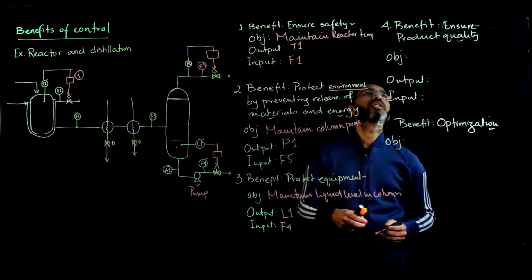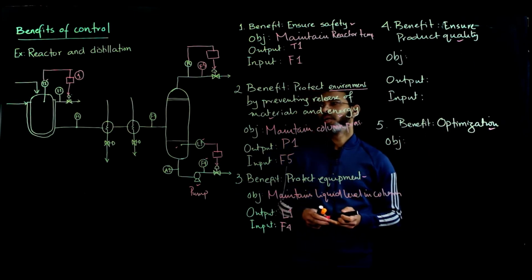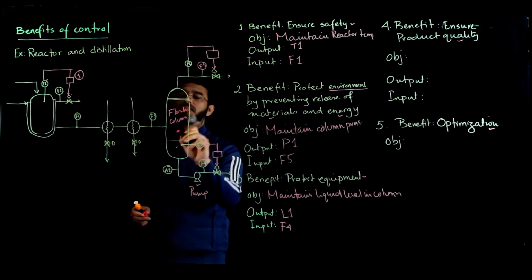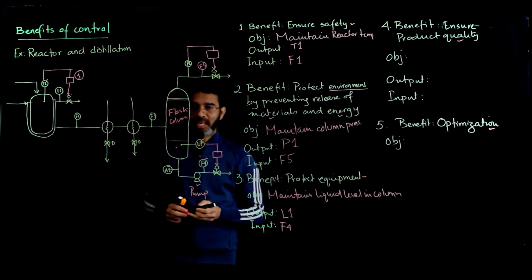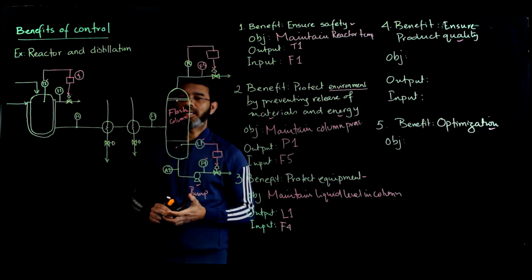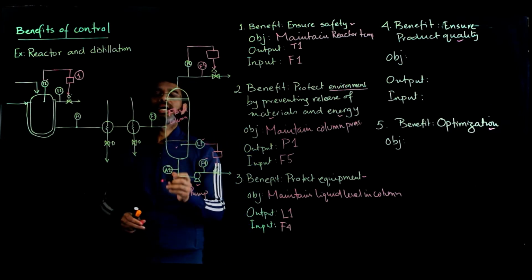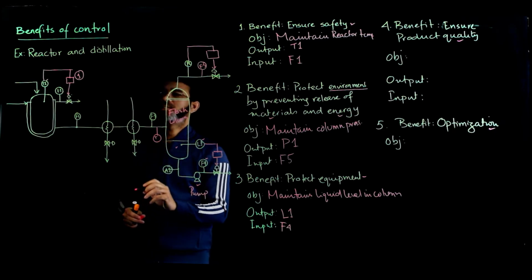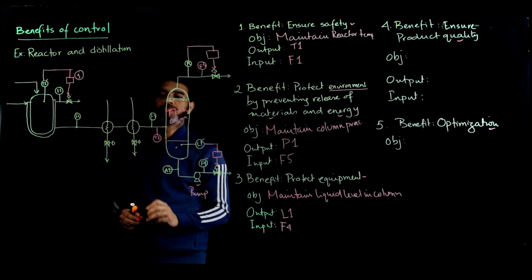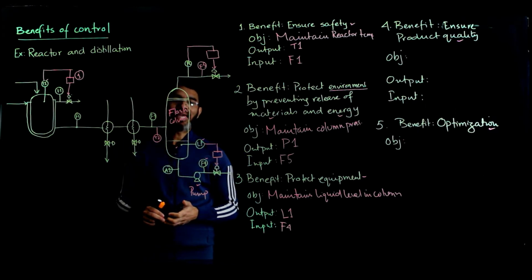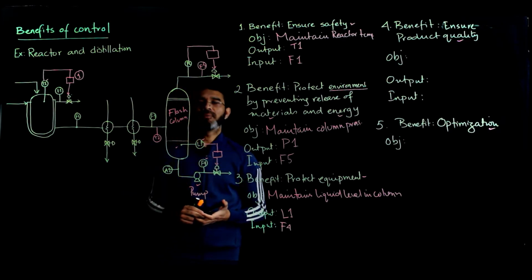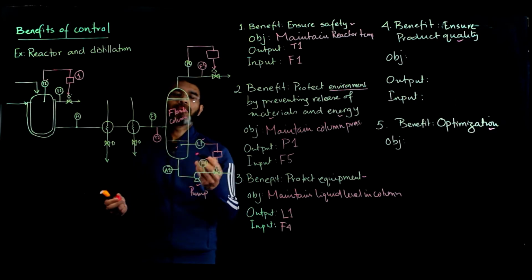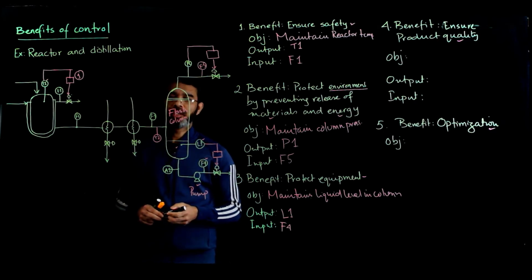Now how to ensure product quality? You can think of our distillation. Suppose this is a flash column, so the inlet temperature will be a factor for the product quality. So you have to maintain the temperature of the feed here. If I denote that by T2, you need to maintain that temperature. Now you can maintain that temperature by manipulating some other variable. What variable you choose defines the control configuration.